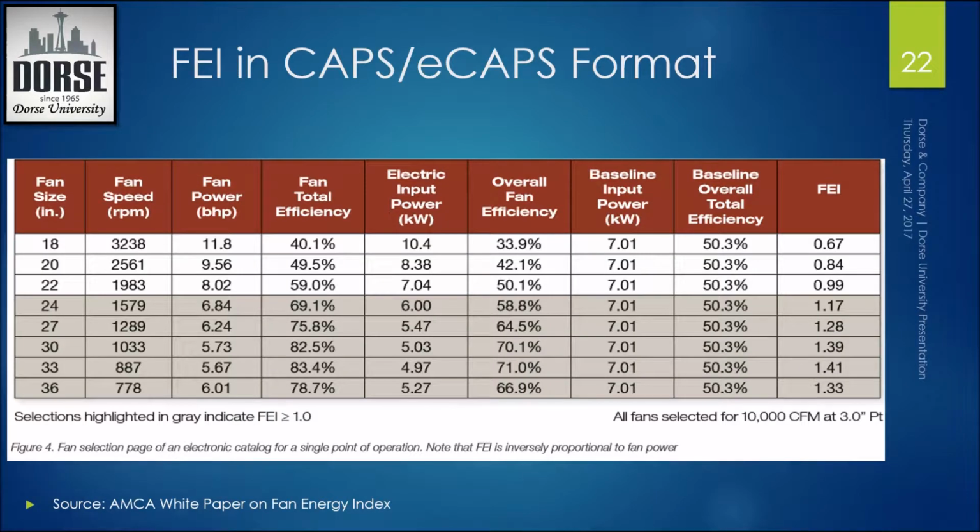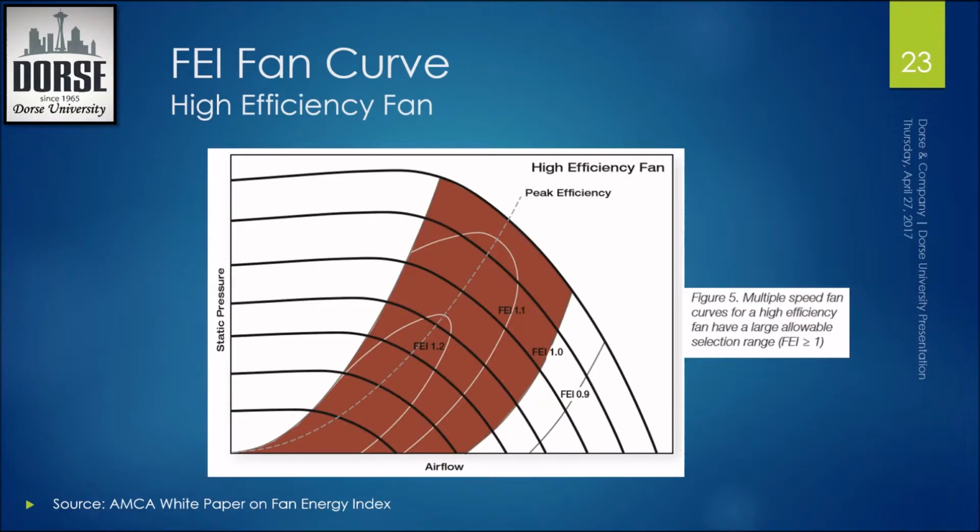Here's another chart of maybe what would show up in CAPS or ECAPS, and in this case everything highlighted in gray again has an FEI greater than or equal to 1. Here's maybe what a high efficiency fan curve might look like, where you're able to select the fan all the way up to its max speed.